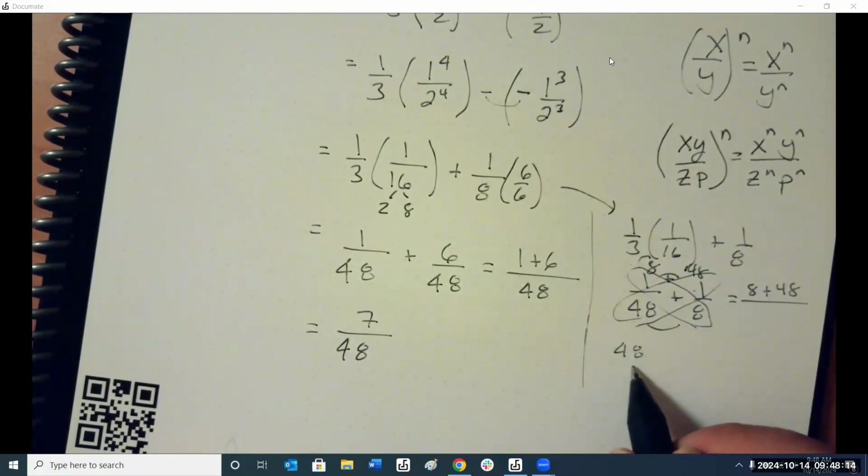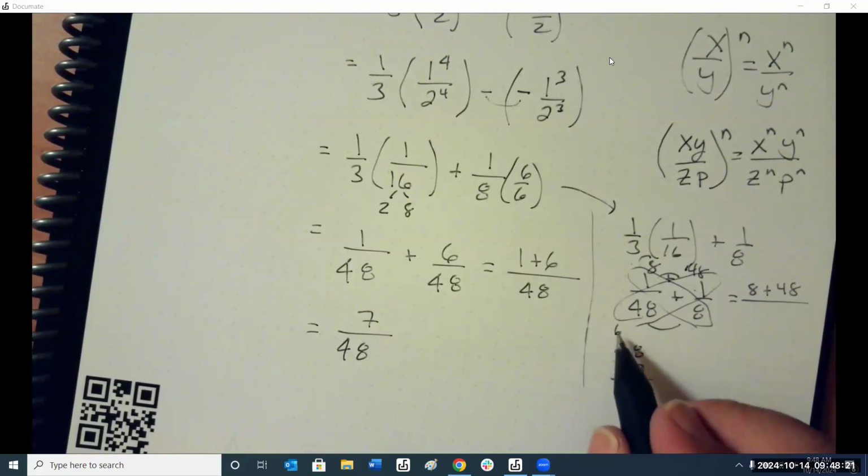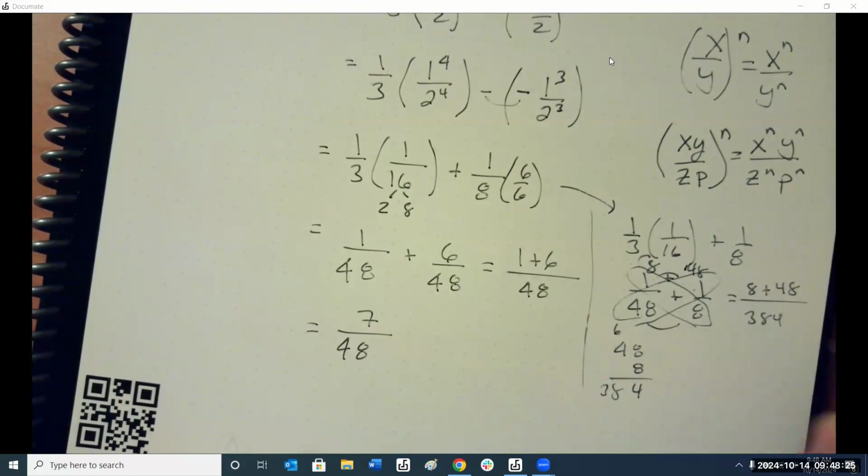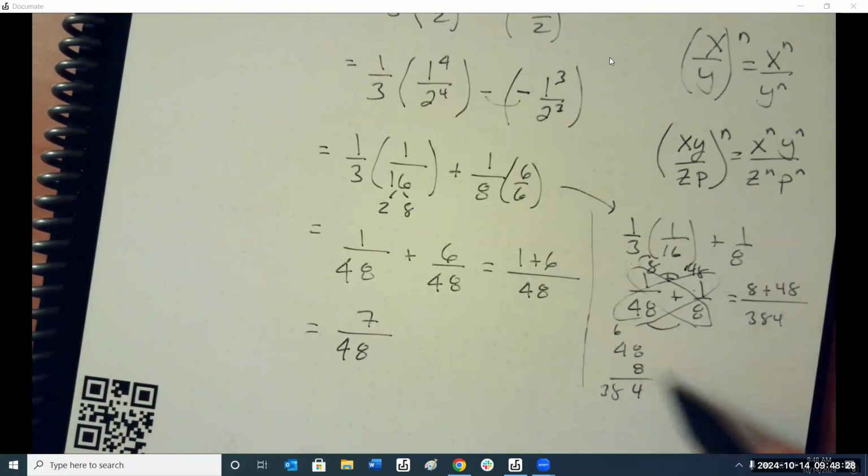Now we have to multiply the bottom. 8 times 8 is 64. 8 times 4 is 32, plus 6, 38. So you see, it's just a lot of extra work. But if it's small numbers, the butterfly method is pretty short and sweet.